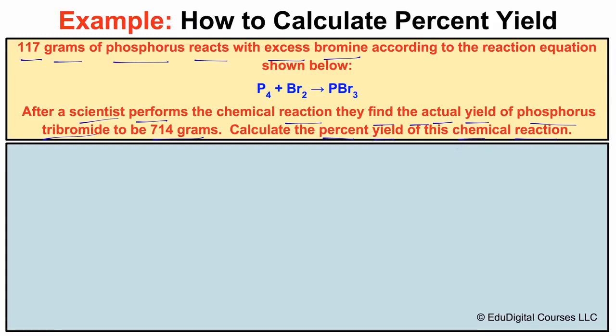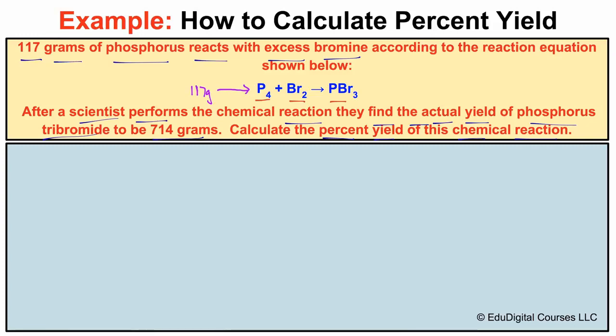So we have a chemical reaction right here where we have phosphorus reacting with bromine to produce phosphorus tribromide. And if we read this question here, it tells us that we have 117 grams of phosphorus reacting with excess bromine. What we're asked to determine is the percent yield of this chemical reaction. We also know that the scientists performed this chemical reaction in the laboratory, and they figured out that 714 grams of phosphorus tribromide was formed. So how can we calculate the percent yield?